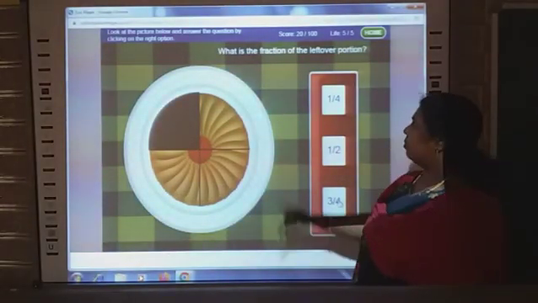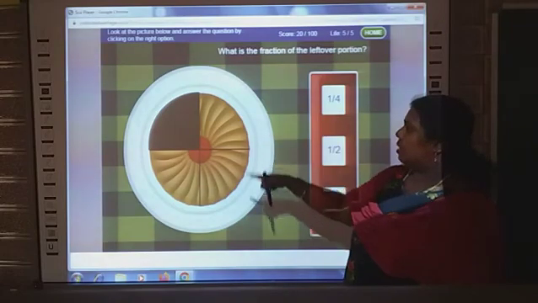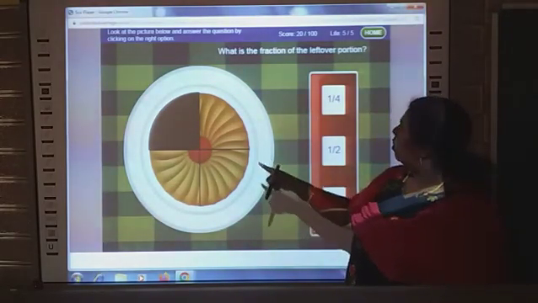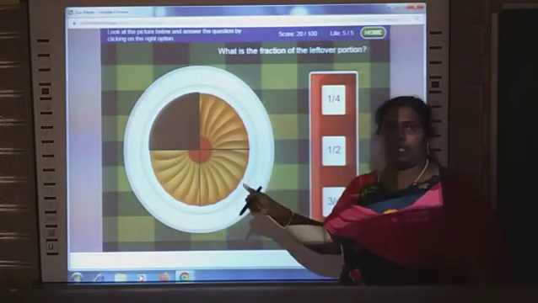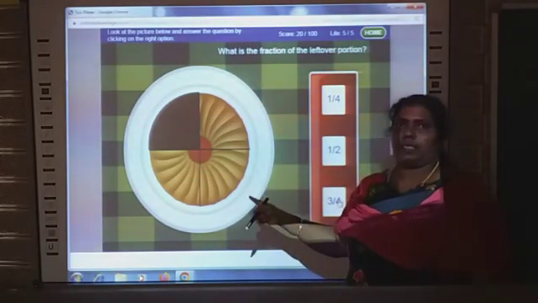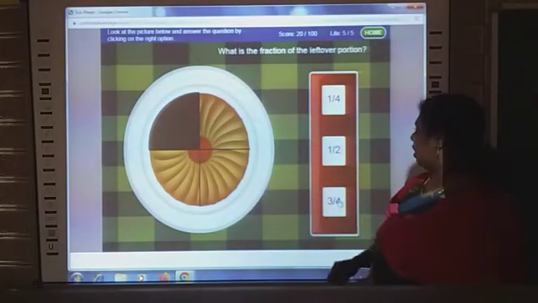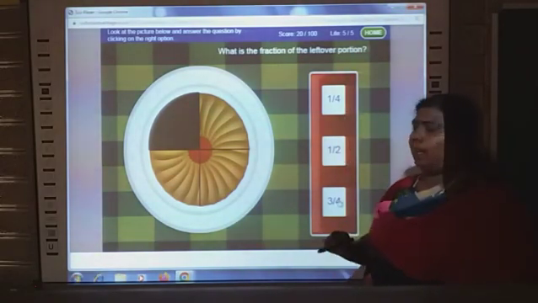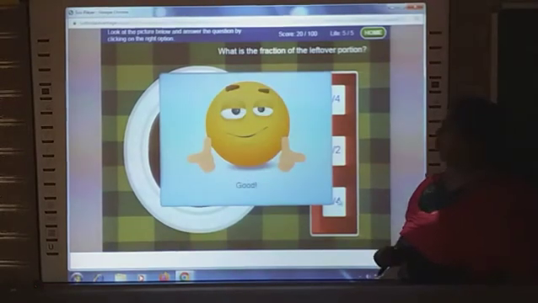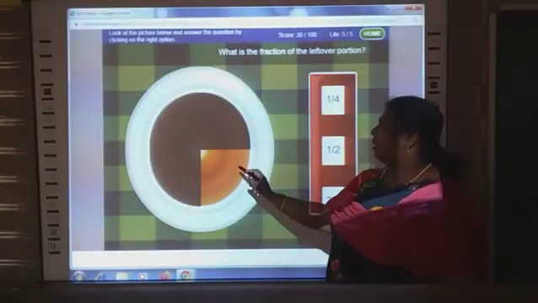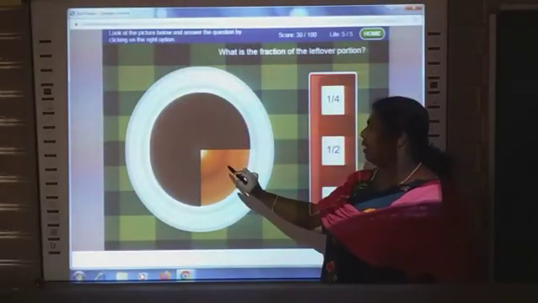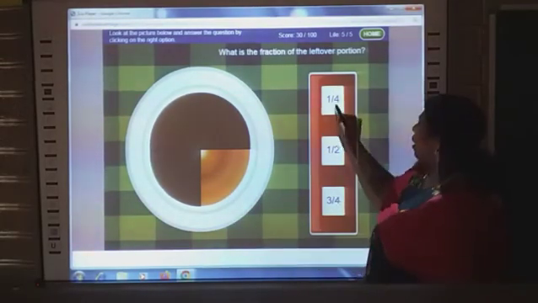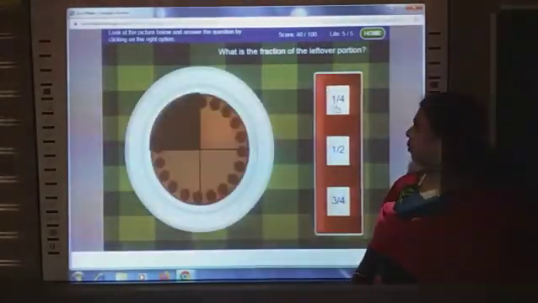Isn't it? Next, this biscuit. It is divided into 4 pieces. So 1 piece, 3 pieces. How many pieces are left here? 3 pieces. Isn't it? So what is the fraction here? 3 by 4, 1 by 2, 1 by 4. The answer is 3 by 4. See the next question. Here the 4 parts are here. Leftover how much? Only 1. So the answer is 1 by 4.